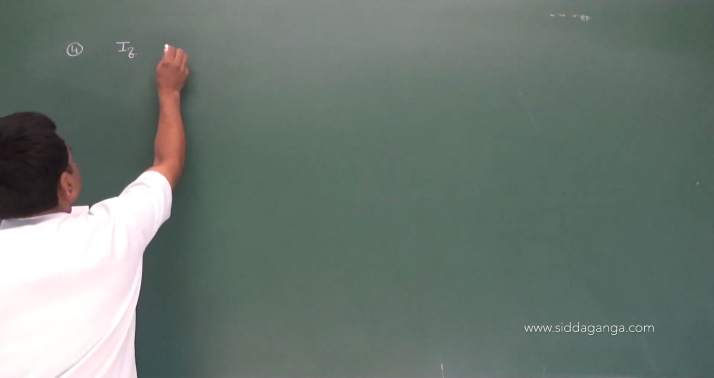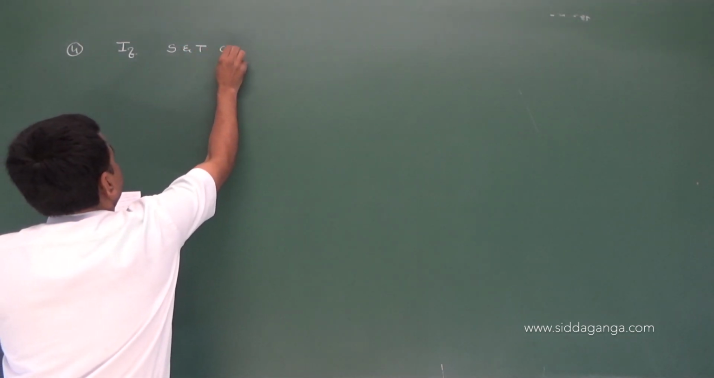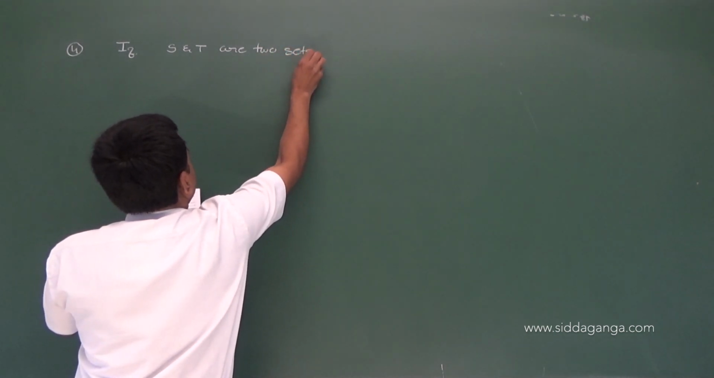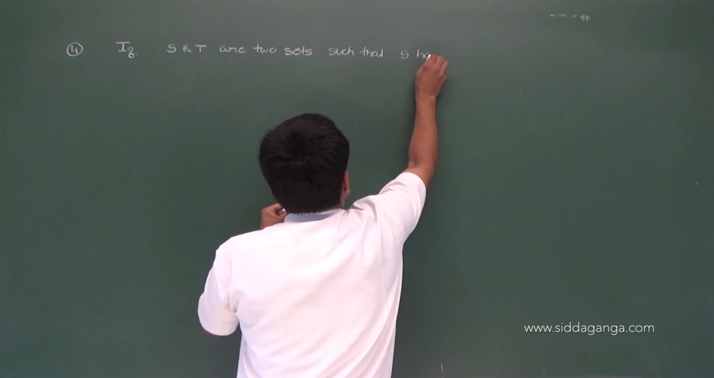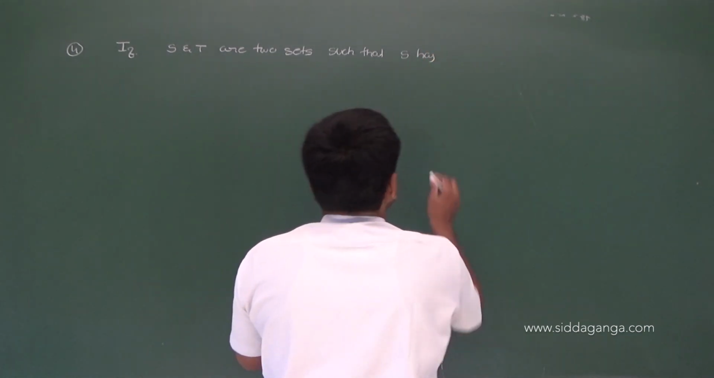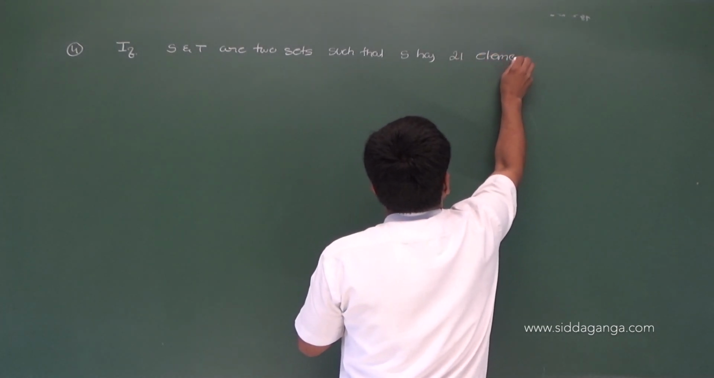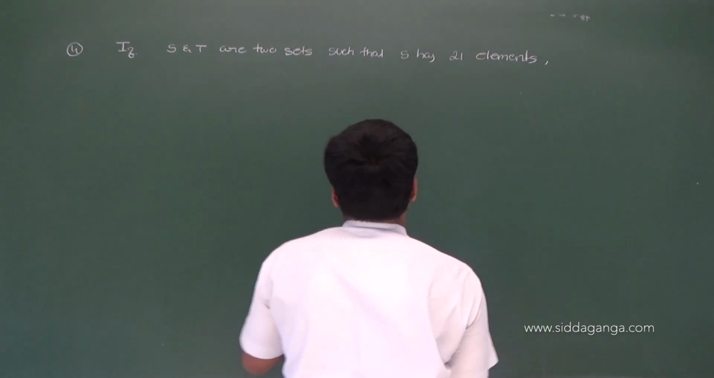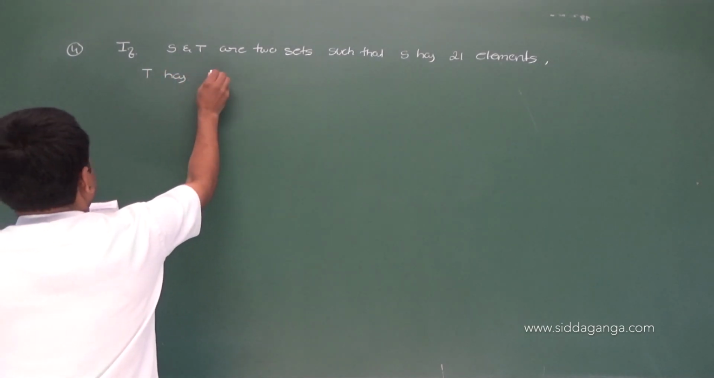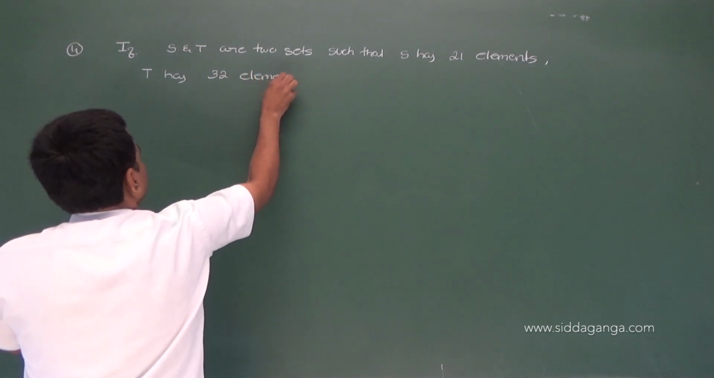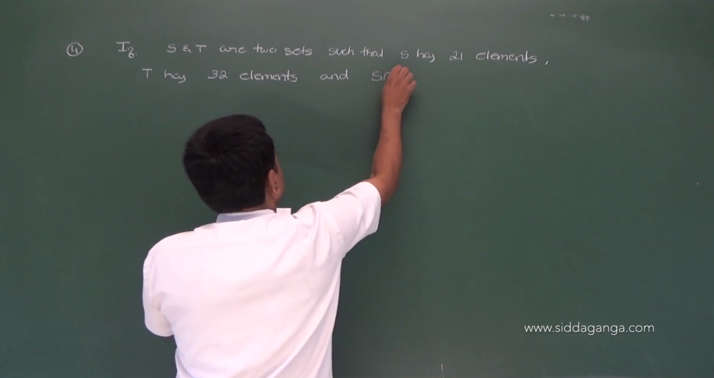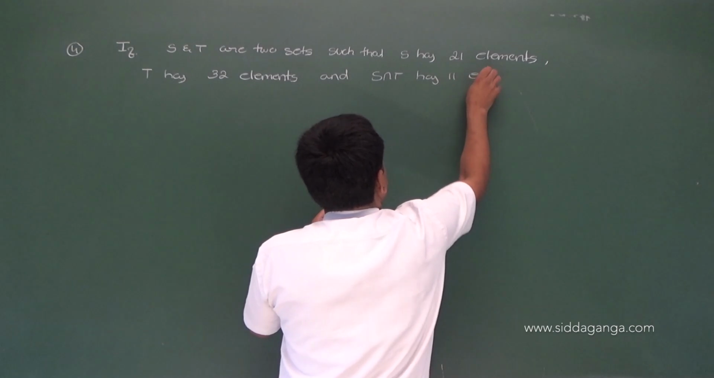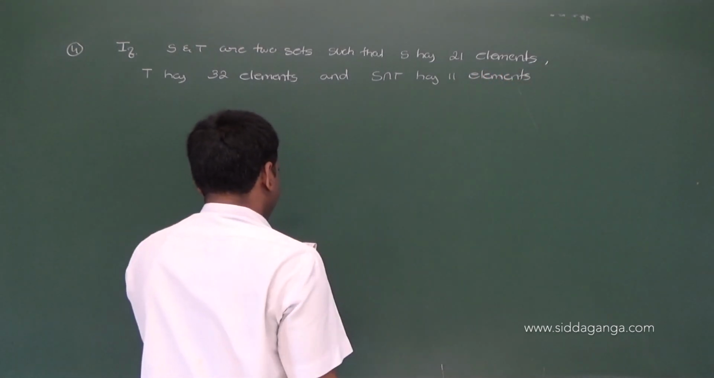Fourth problem. If S and T are two sets such that S has 21 elements, T has 32 elements, and S intersection T has 11 elements.